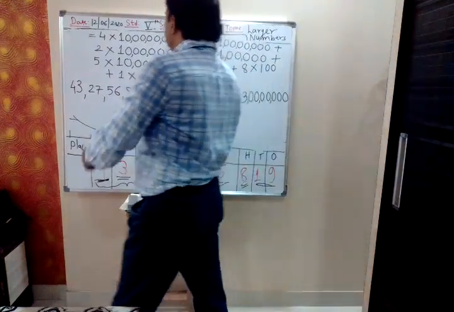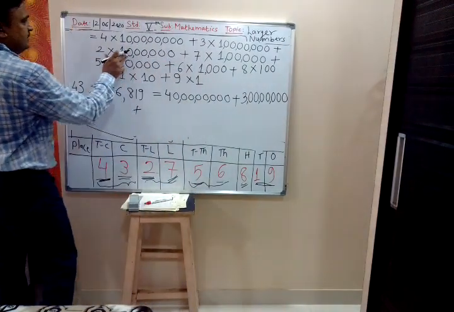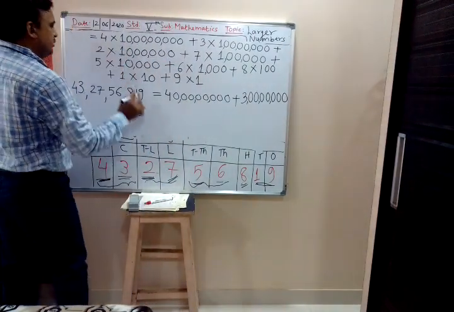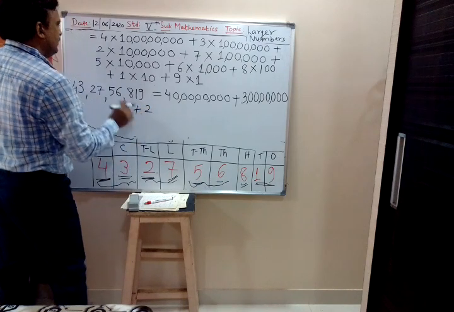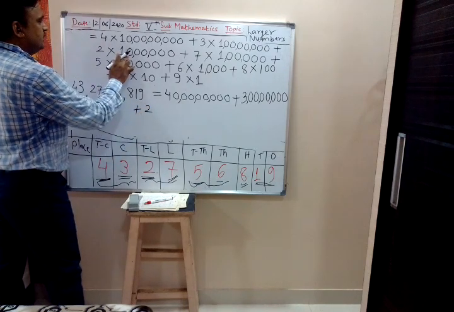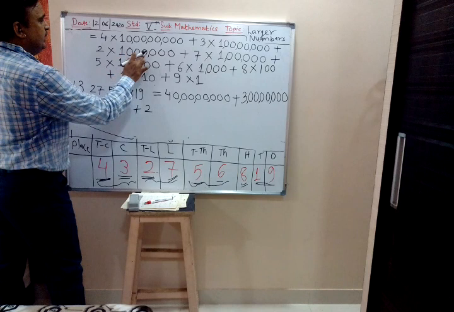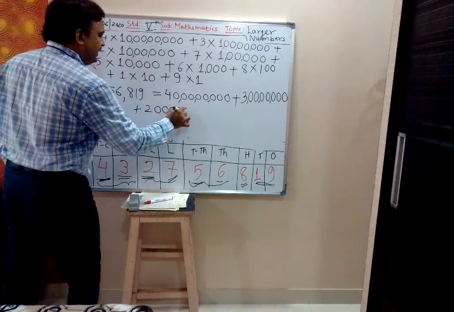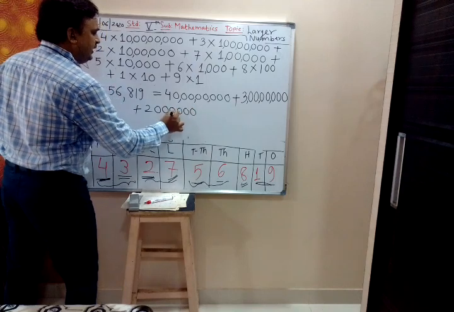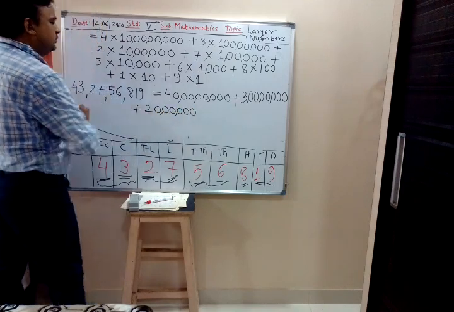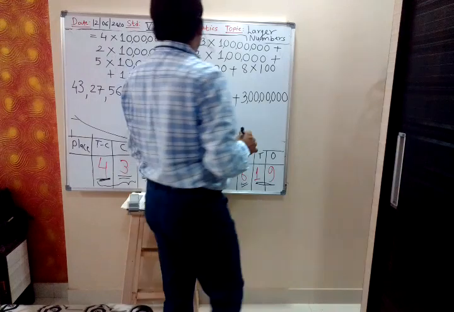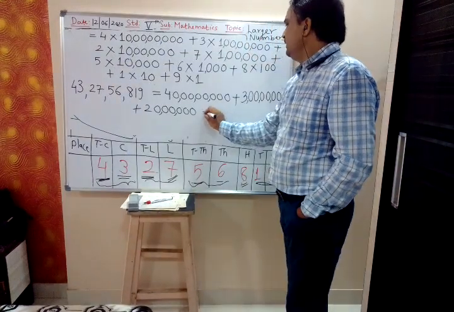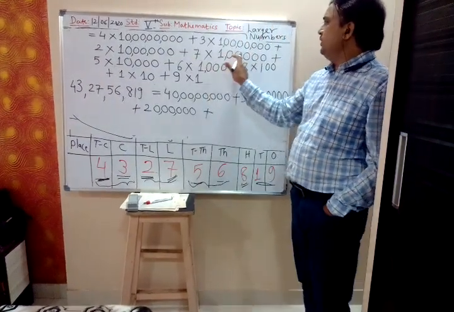Plus 2 into 10 lakhs. So 2 into 1 is 2. Then how many zeros? 1, 2, 3, 4, 5, 6. 6 zeros. 3, then 2, then 2. It is 20 lakhs. Plus 7 into 1 lakh.